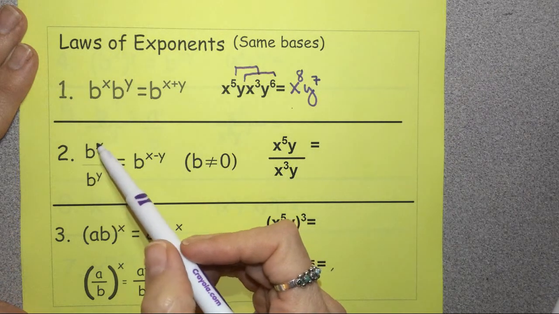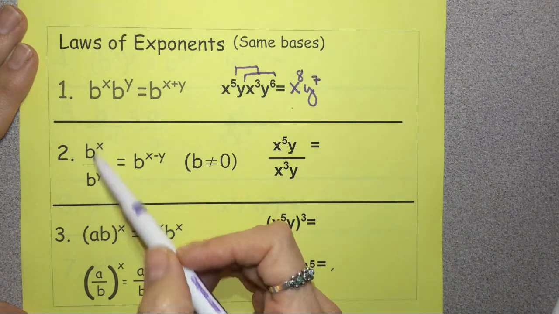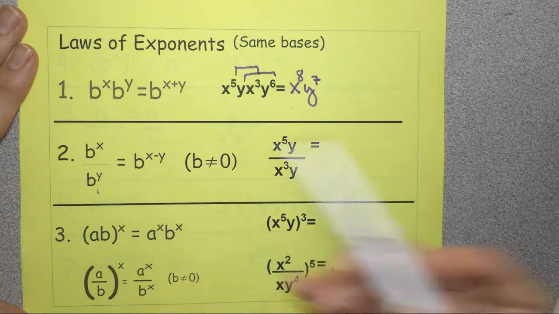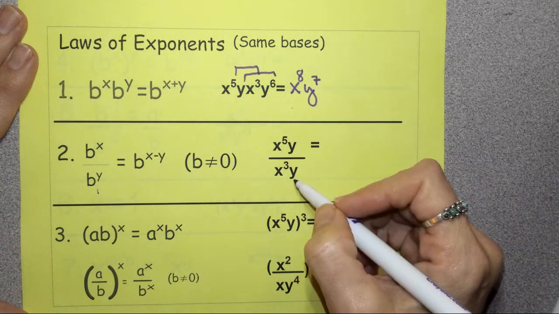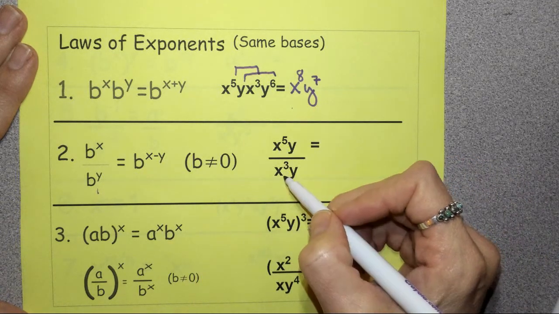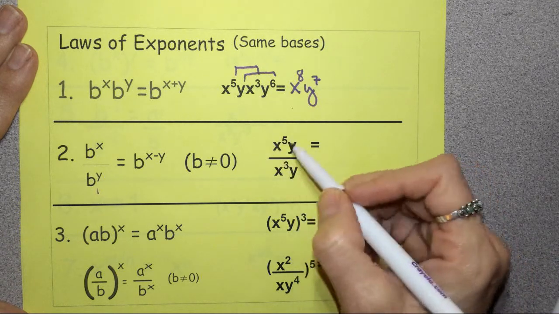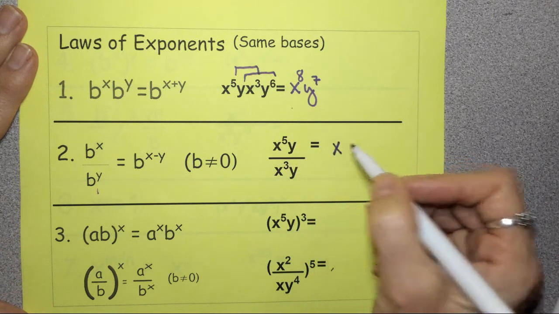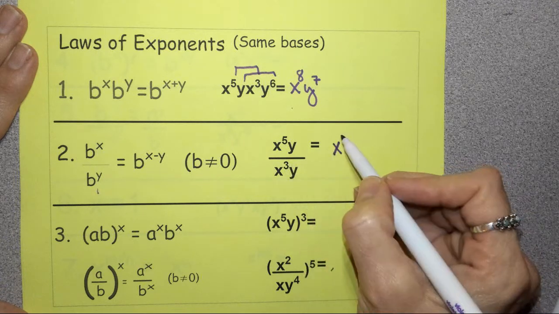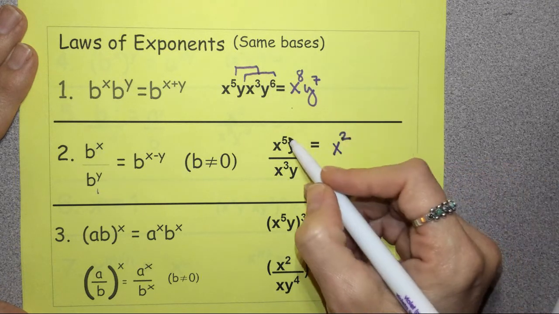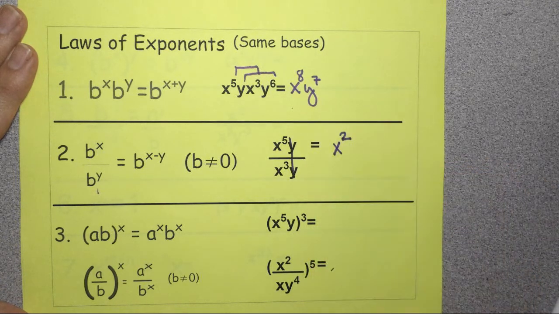On number 2, this is the rule that says that when you're dividing like bases, you subtract the exponents. Again, we have two bases. I have x to the 5th on top and x to the 3rd on bottom. There are more on top. So I'm going to have x's on top. 5 take away 3 is 2. My y's happen to cancel, so I'm done.